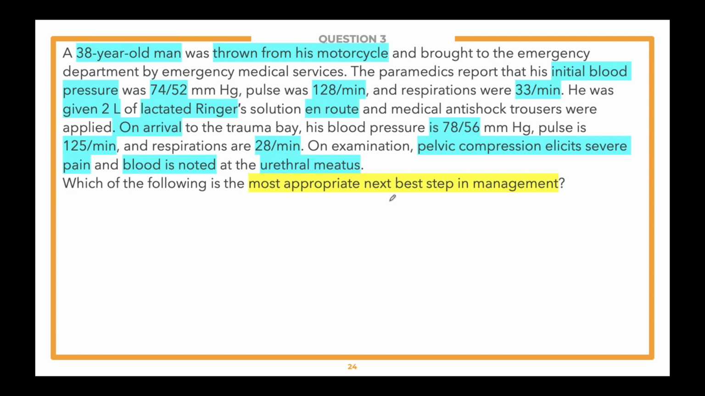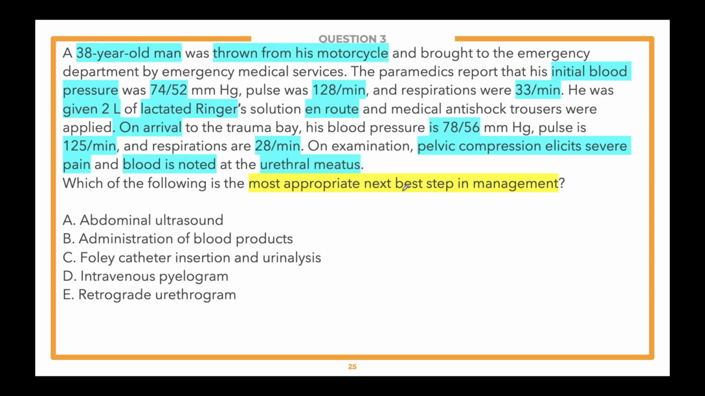I think we've got a couple of steps here. One, we've got to figure out what's going on: what's the diagnosis, the clinical situation. And two, what's the next step in management of this patient? So let's take a look at those answer choices. Once again, we're going to start at the bottom and work our way up to the top. Answer choice E, retrograde urethrogram.